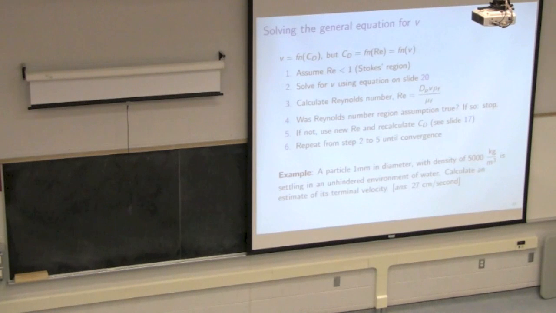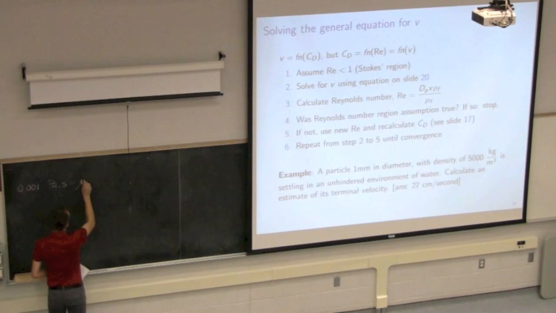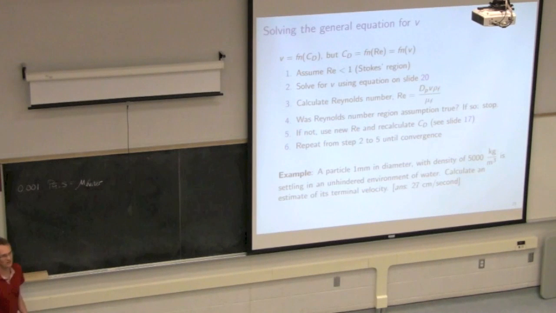So density of water, 1,000 kilograms per meter cubed. Viscosity of water, 1 times 10 to the negative 3 Pascal seconds. Okay, so two numbers. Density of water is well known, but viscosity of water is a number you must know off the top of your head. It's 1 centipoise or 0.001 Pascal seconds if you're in metric. So that's viscosity of water at ambient conditions, 20 degrees.